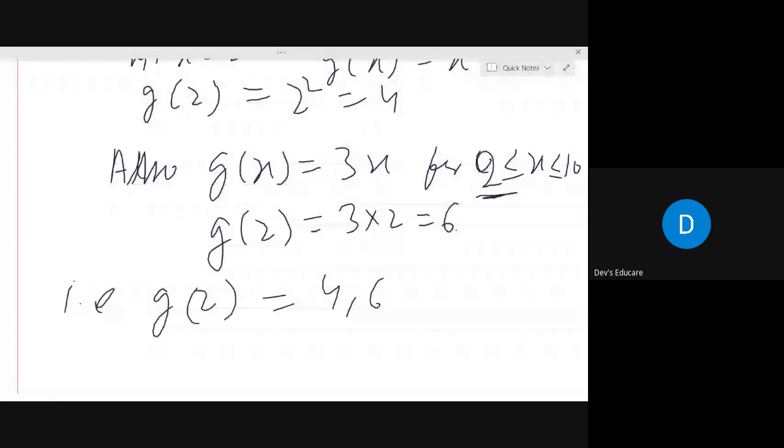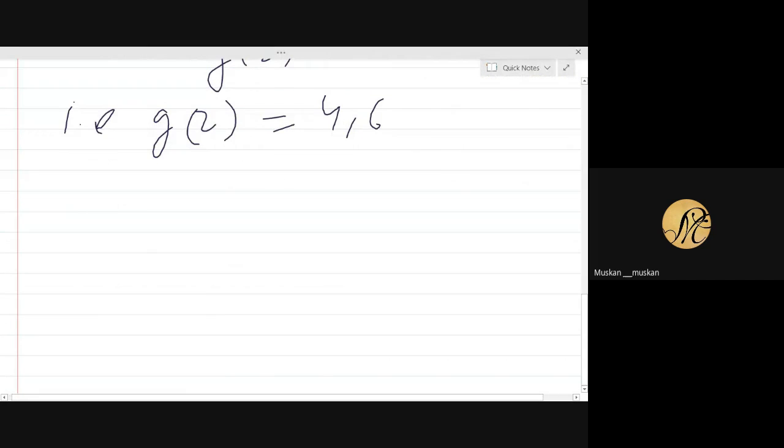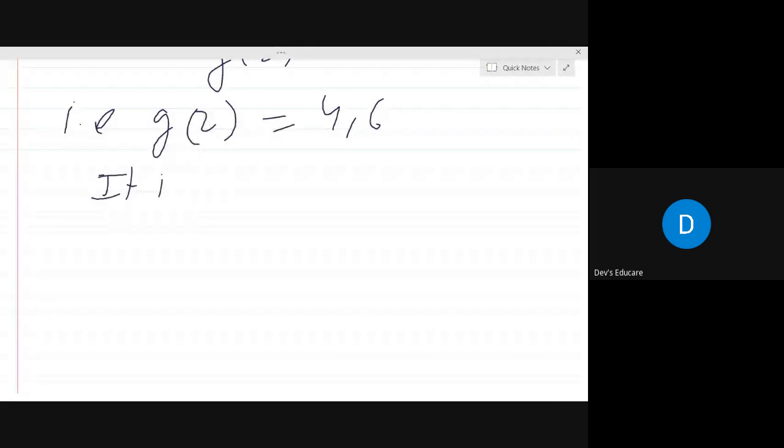Muskan, is it clear to you? Yes, sir. It is not a function.